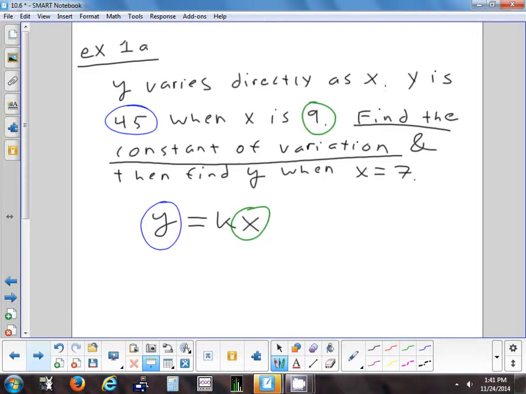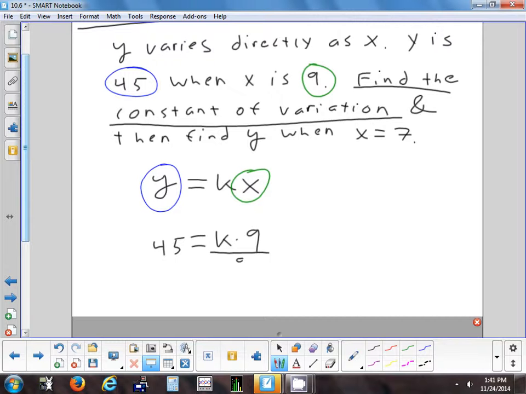Okay, somebody tell me what that's going to look like once I fill in those numbers in those two spots. 45 equals k times 9. Now, how do you get k by itself? Divide by 9. All these equations, they're just going to have one step to solve them. So what does that come out to? What's k? K equals how much? 5.